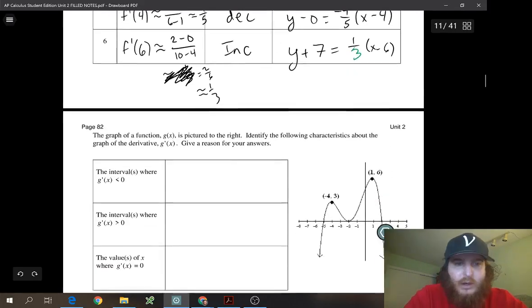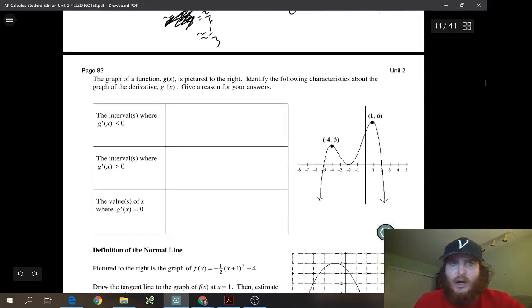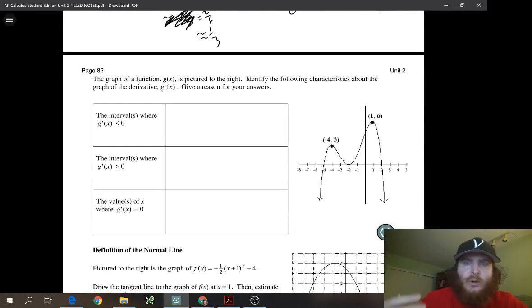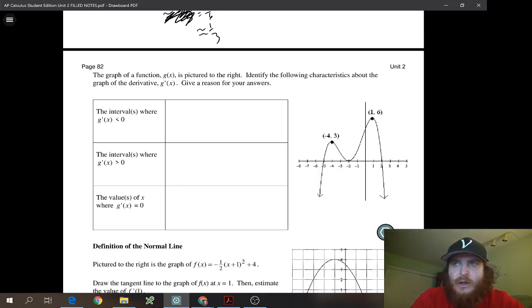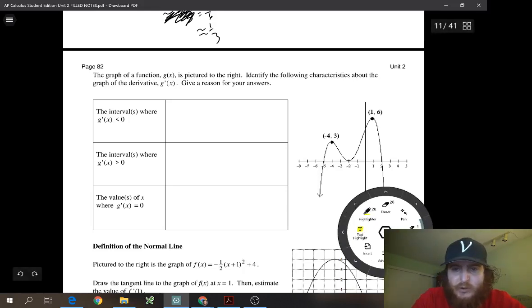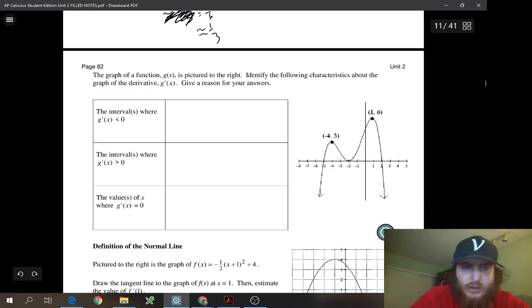Okay. So moving on to page 82, we have this graph, right? And so when we look at what intervals is g prime of x less than 0, well, that would be where we're decreasing, right? So we want to think, this is asking us essentially, when we see g prime of x is less than 0, what does that mean on the graph? That means on the graph that the graph is decreasing. So we want to make that connection. So where is our graph decreasing?